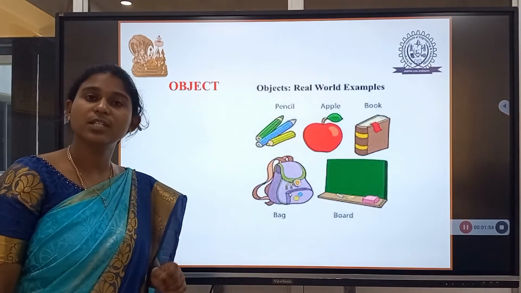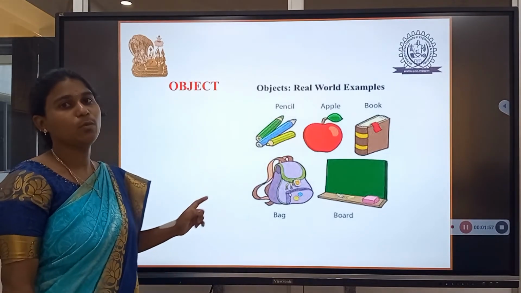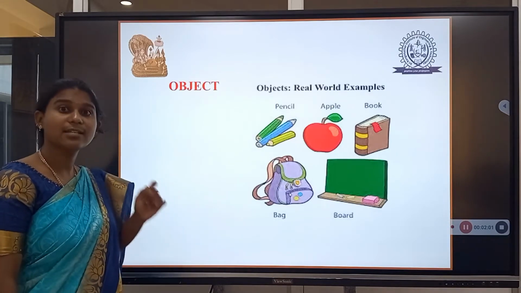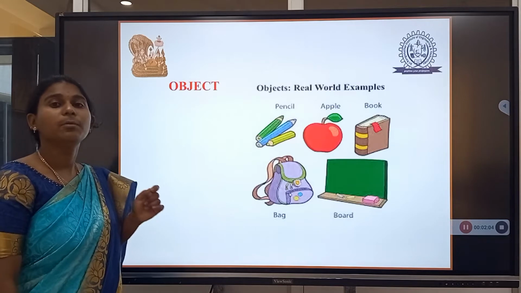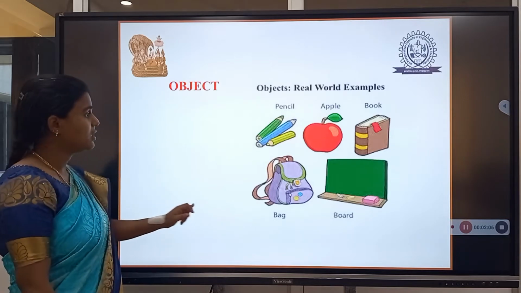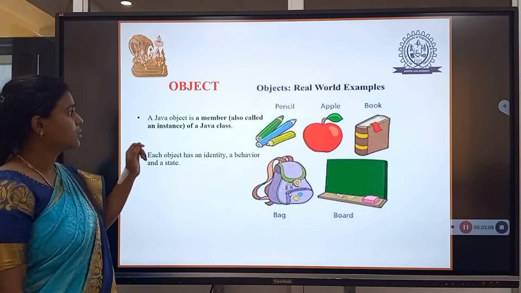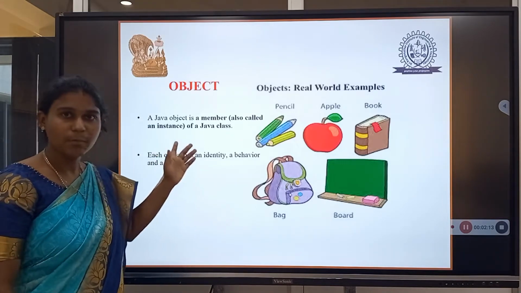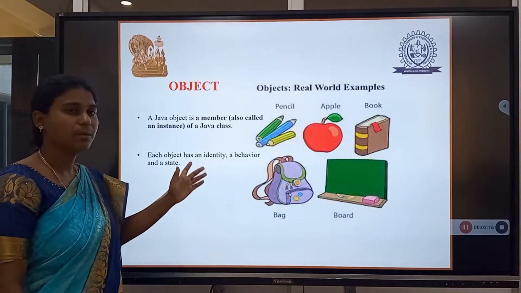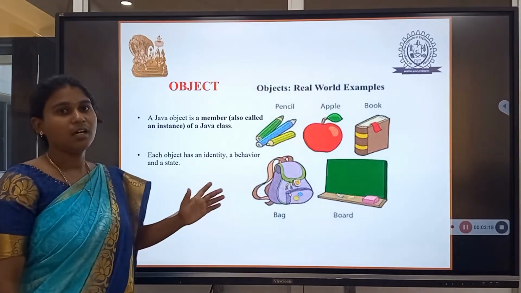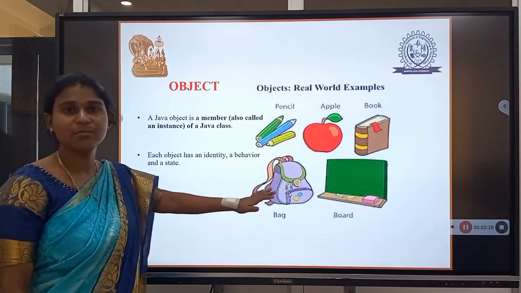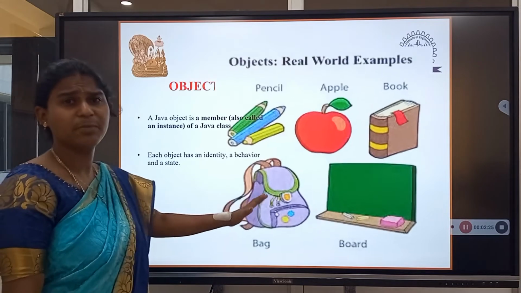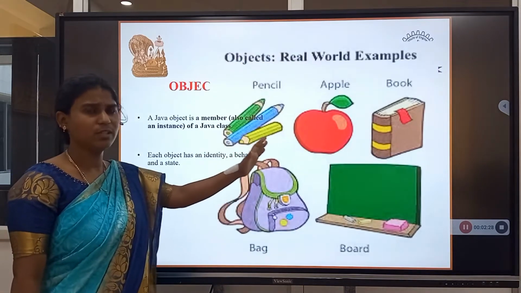What is an object? I hope everyone knows about it. An object is a real-world entity. It has a separate property, behavior and state. See the definition: an object is a member. It has a separate identity, behavior and state. I will tell you real-time examples of objects. We know very well about it.